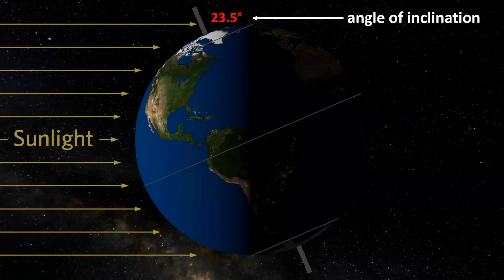During the summer solstice, the longest day of the year, a location in the northern hemisphere would receive the most incoming solar radiation. Alternatively, during the winter solstice, the shortest day of the year, a location in the northern hemisphere would receive the least incoming solar radiation.